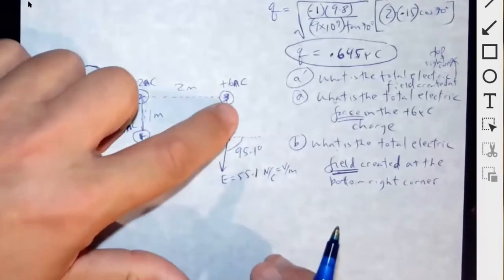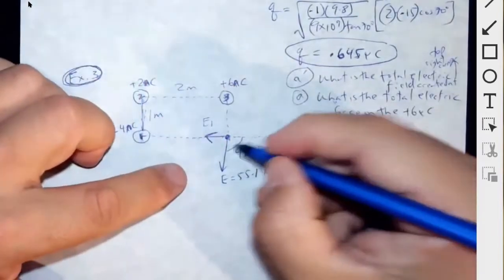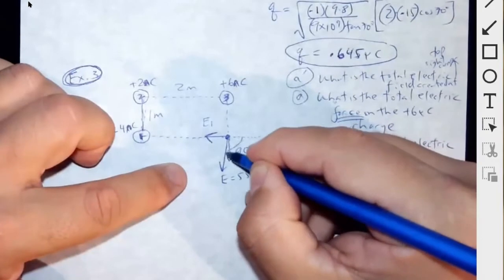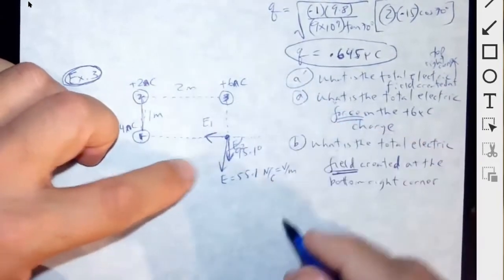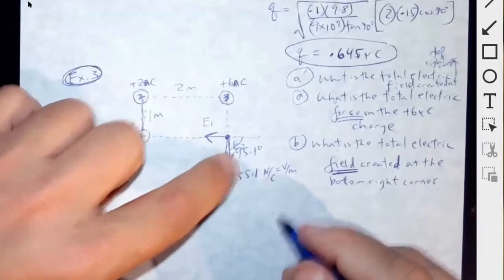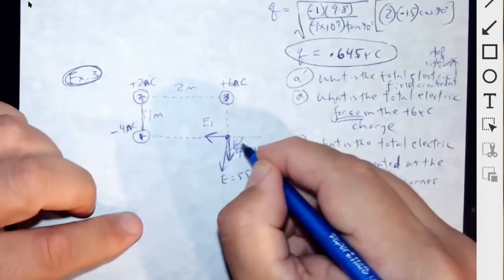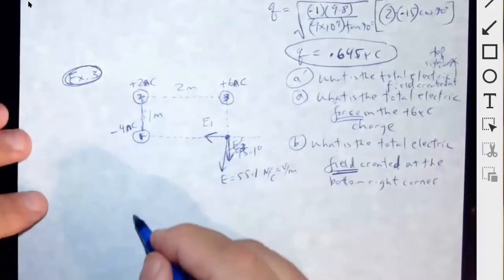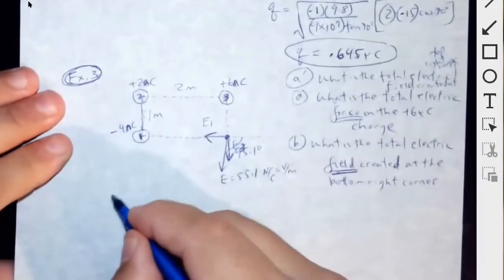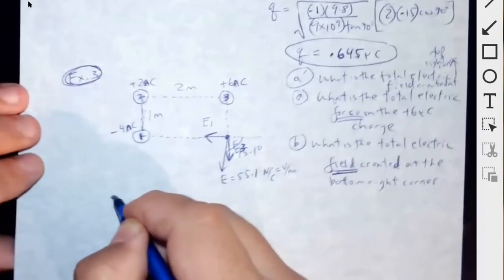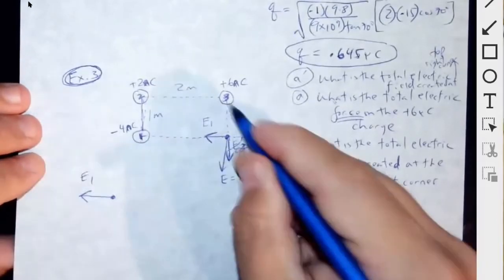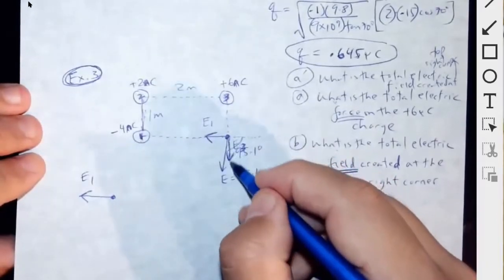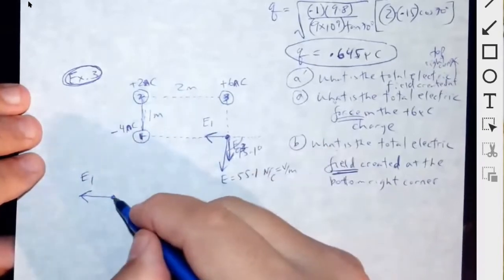right? This guy is a positive. It creates an electrical field away from it. So that's E2, right? Oh, no, E3, I should say. So I'm going to write that here bigger. So I have E1, E3 at that location is away from it, right there.